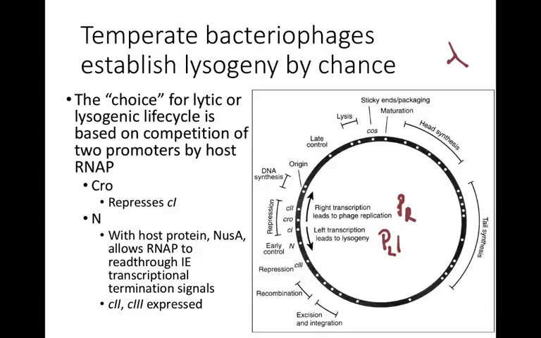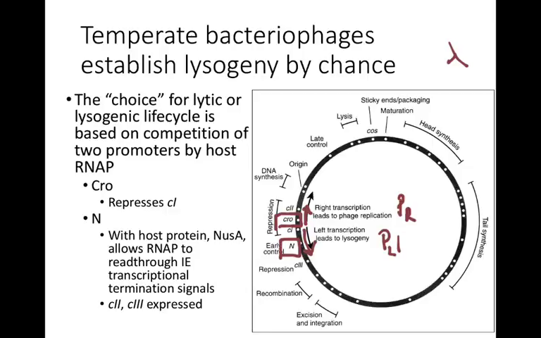PR will drive the expression of CRO. And so from this PR promoter, we will find that there will be some gene expression, and transcription will stop at a terminator sequence. In the same way, N transcription is controlled by PL1. Transcription will proceed until there is a termination signal.